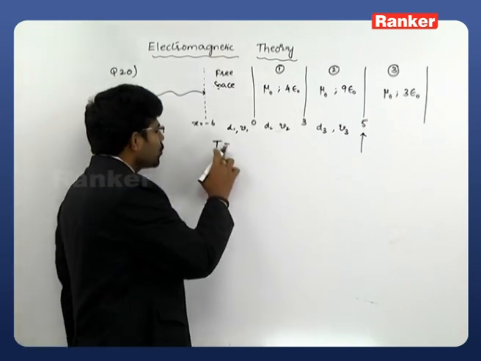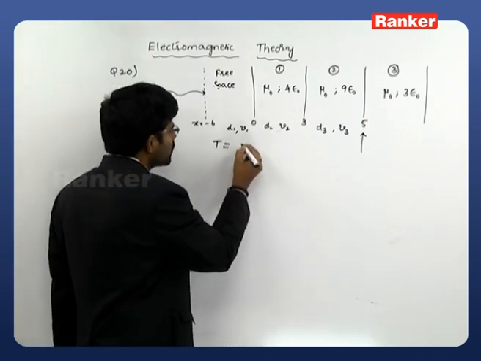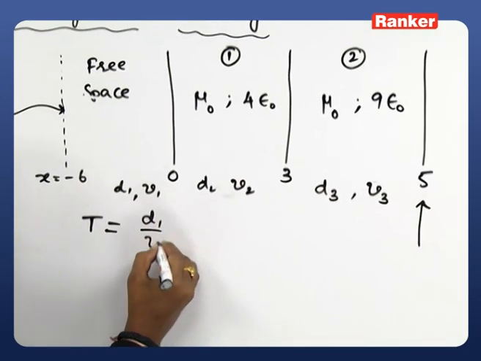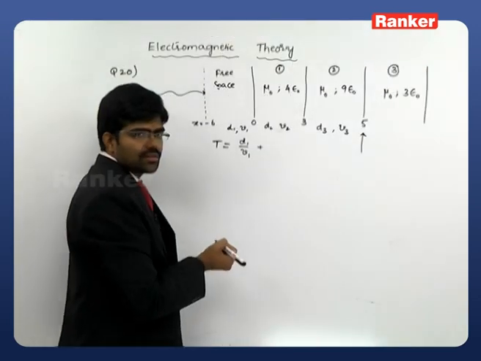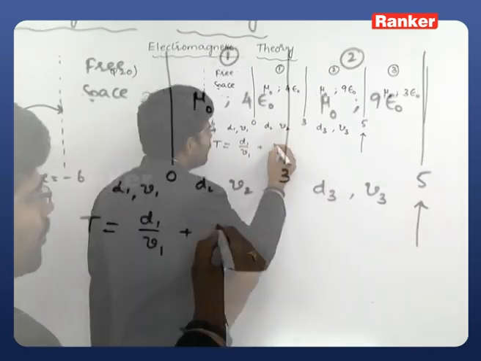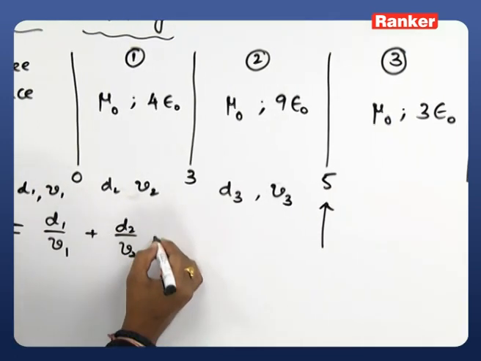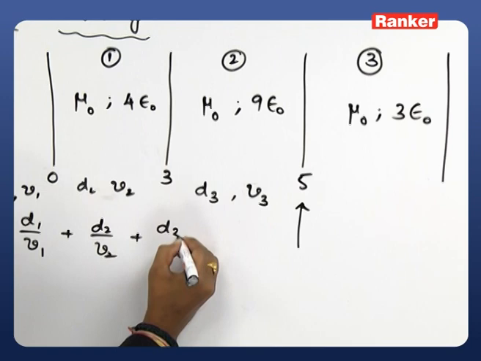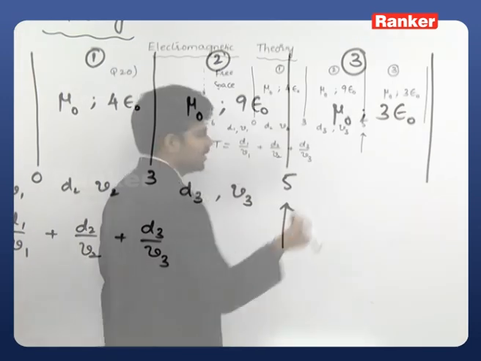So here I am writing the total time taken, t, is equal to the distance by velocity in the first medium, d1 by v1, plus the distance in the second medium, d2 by v2, plus in the third medium, d3 by v3.